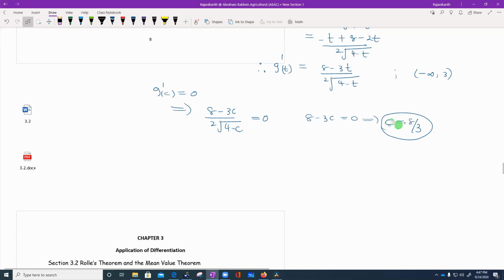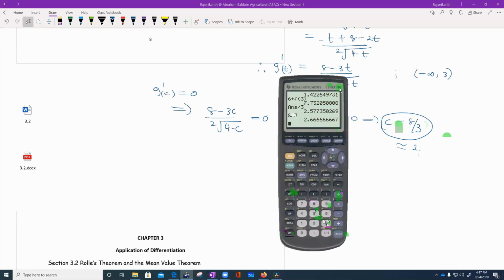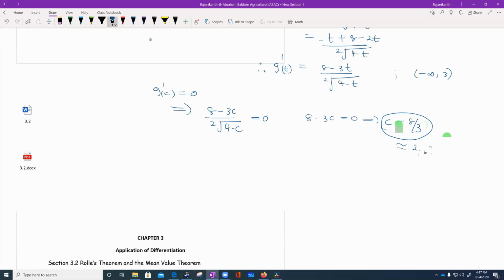Now you need to check whether this c is in the interval. Your c should be in this interval. How much is 8 over 3? Roughly 2 point something, right? What is 8 over 3? 2.67, yeah. So that is correct. This number is in this interval, right? Therefore, our one critical value is 8 over 3. Don't write 2.67, you cannot round up, okay? I just rounded it to check whether it is in the interval. But you have to write the exact value, 8 over 3.